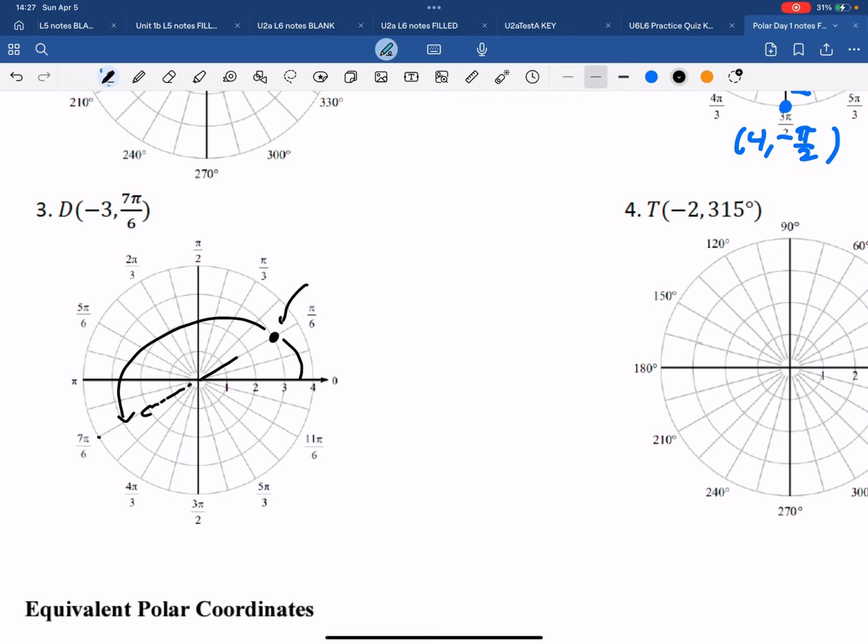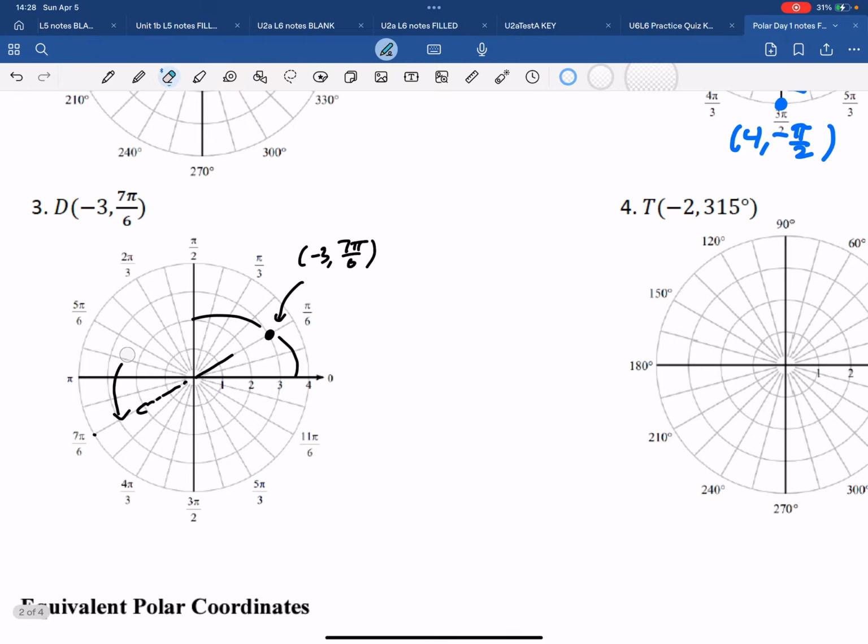Let me label this. That is negative 3, 7 pi over 6. Why is that? Let me erase this just to make it a little bit cleaner. Okay? And give you guys some time to absorb it. Okay, so why is that correct? Well, to rotate 7 pi over 6, we're going to start at 0. We're going to go all the way around to here.